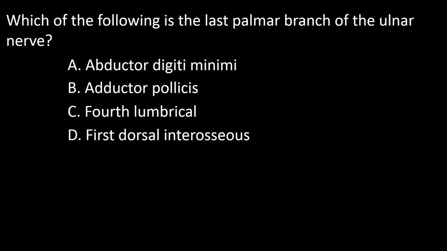Next question. Which of the following is the last palmar branch of the ulnar nerve? A. Abductor digiti minimi, B. Adductor pollicis, C. Fourth lumbricals, D. First dorsal interossei.